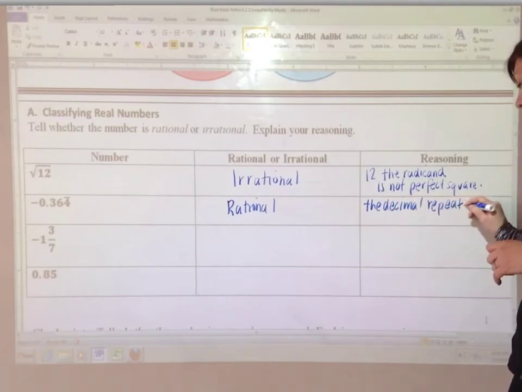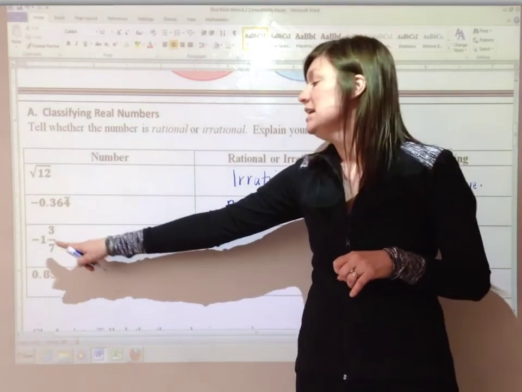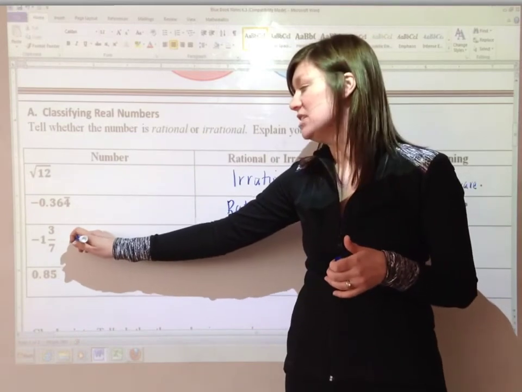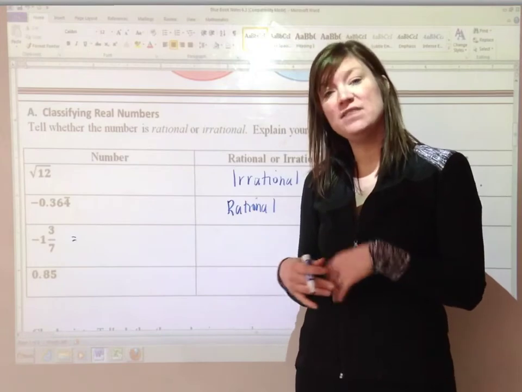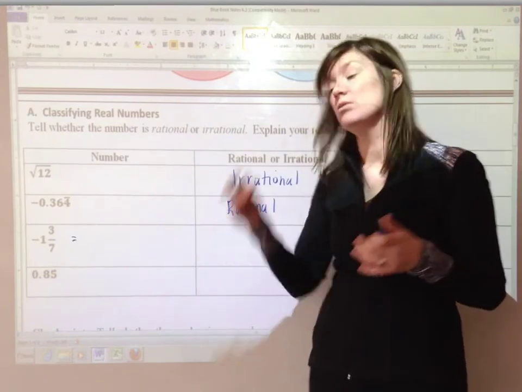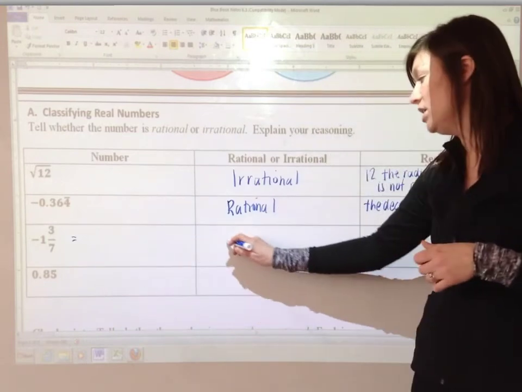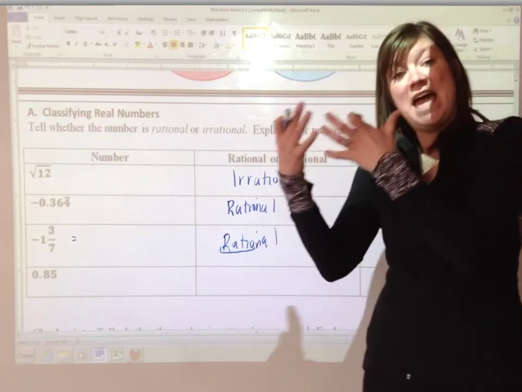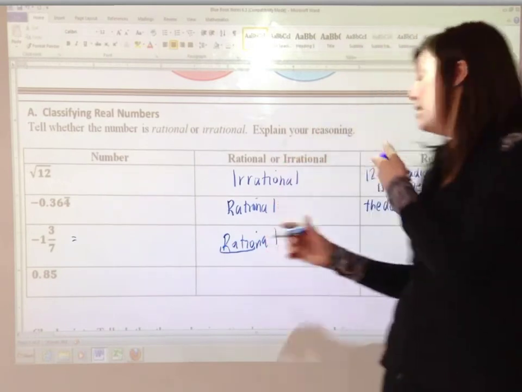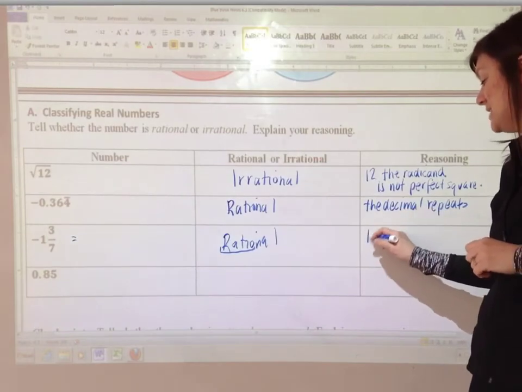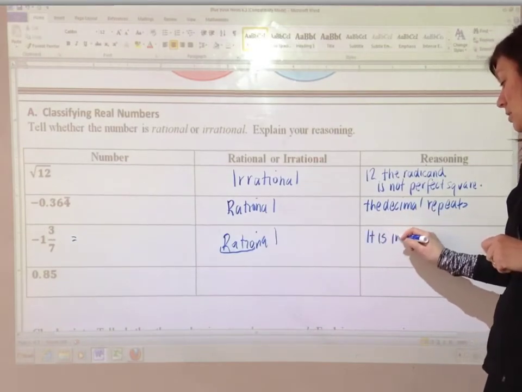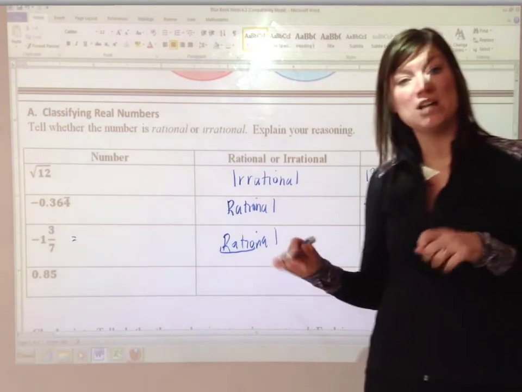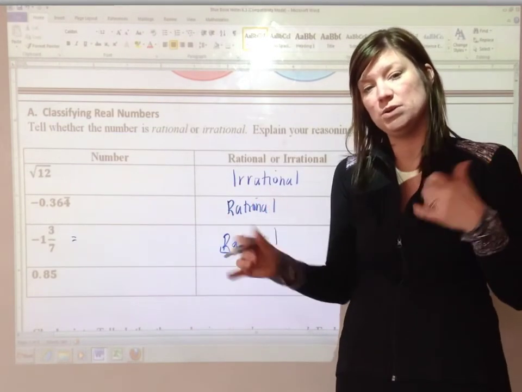The next one says negative 1 3/7. Negative 1 3/7 is written as a fraction, and we can change this into an improper fraction that gives us a numerator over a denominator, a ratio. Since we can write it as a ratio, we know that it should be categorized as a rational number. Remember that word ratio is in there. It's A to B in fraction form. And this is rational because it is in fraction form. Again, I'm really testing you on the first video that you watched, that vocabulary. Do you really understand the difference between rational and irrational?